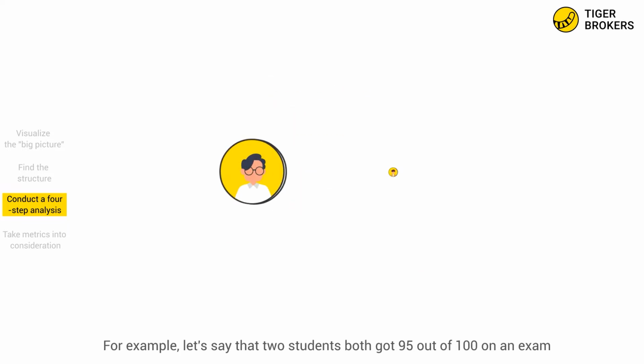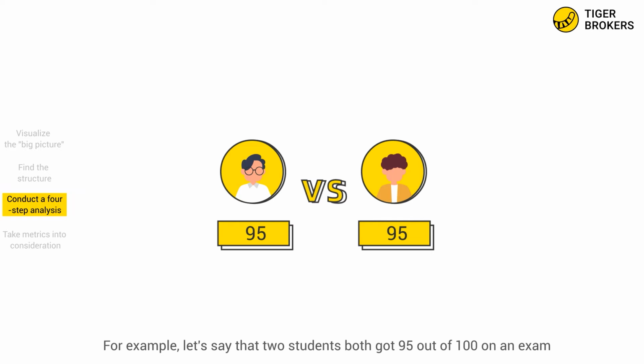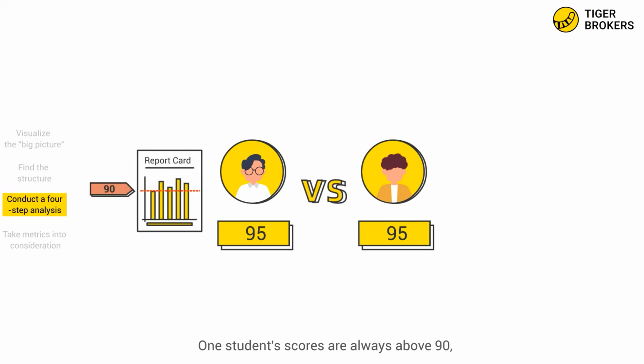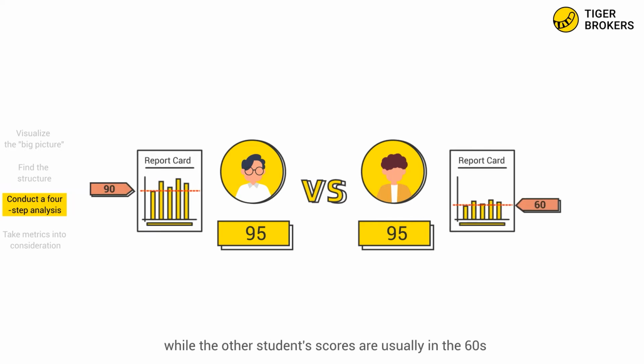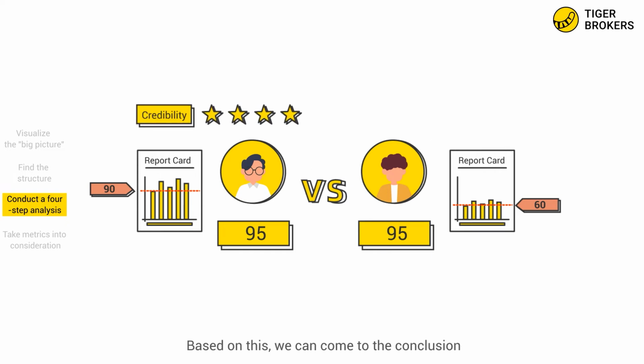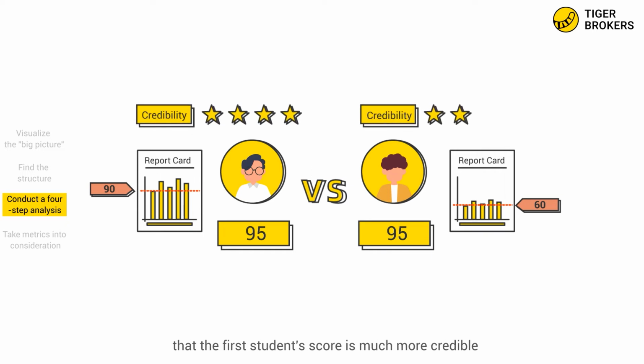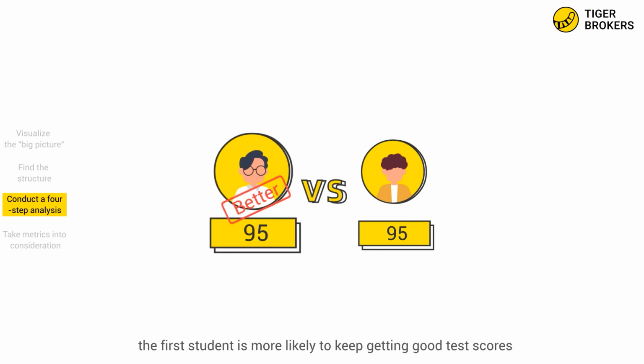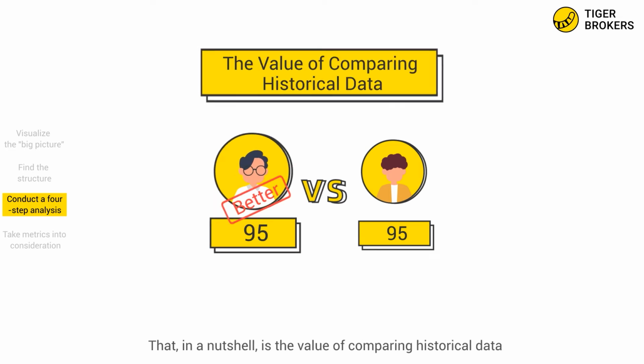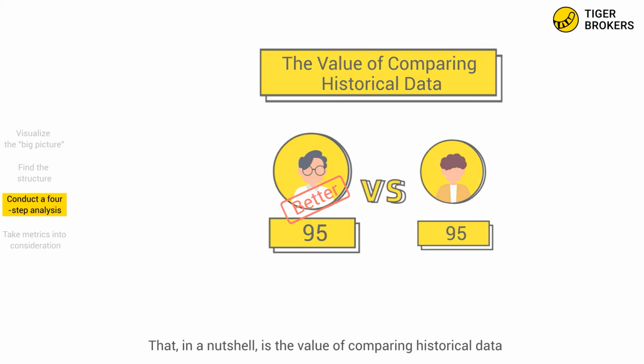For example, let's say that 2 students both got 95 out of 100 on an exam. One student's scores are always above 90, while the other student's scores are usually in the 60s. Based on this, we can come to the conclusion that the first student's score is much more credible. That is not to say that the other student is no good. It just means that, given the historical record, the first student is more likely to keep getting good test scores. That, in a nutshell, is the value of comparing historical data.